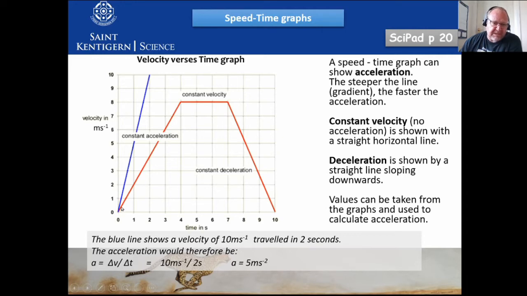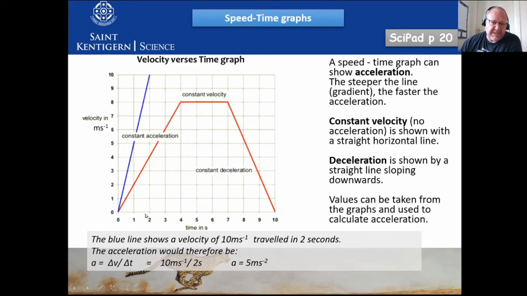So in the first second I went up to 5 meters a second. In my second second I went up to 10 meters a second. Can you see that's 5 meters per second for every second? That's what that means. Now remember, this is not a distance, this is your velocity.